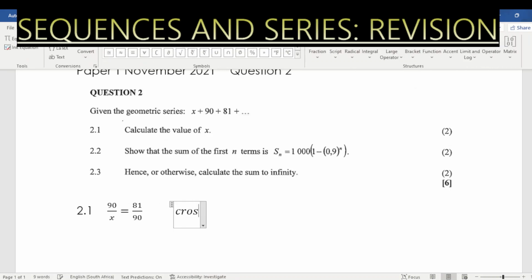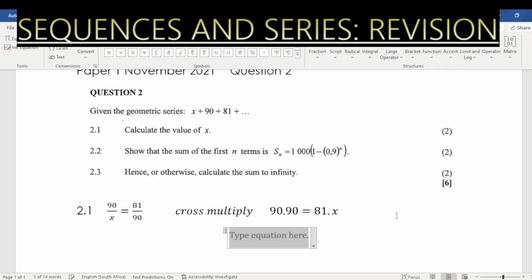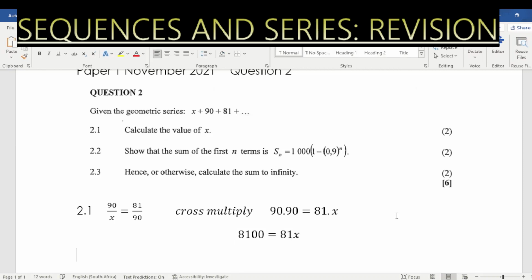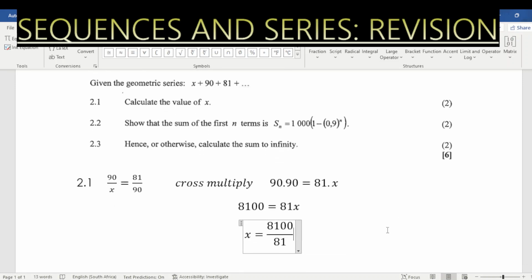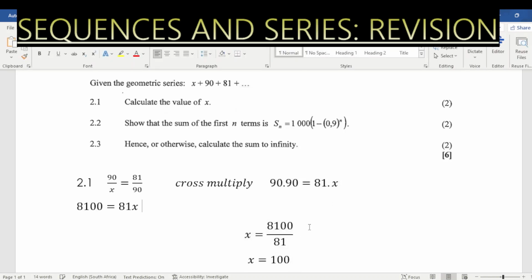Right. The next step is to cross multiply. So here you would say 90 times 90 is equal to 81 times x. Now you need to work out 90 times 90, which is 8,100 equals 81x. X equals 8,100 divided by 81, which means x equals 100.